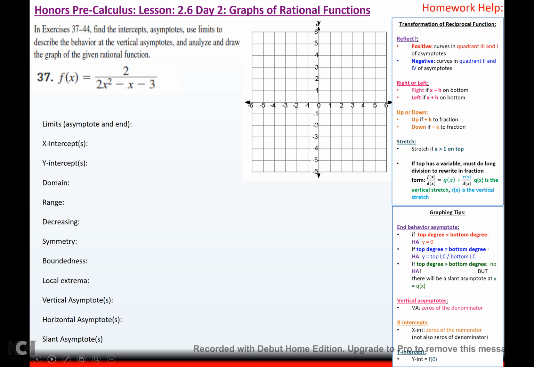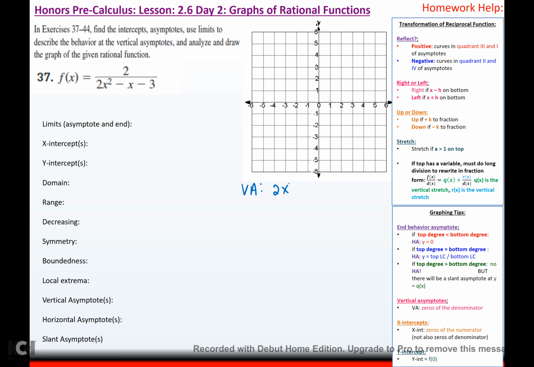Alright, the next part of your homework is they're basically going to ask you to analyze graphs. And these are some things that they might ask. I don't know what they'll ask on every one. I'm just going to go through everything so that you can kind of see it all. So, we're going to start with my vertical asymptotes.